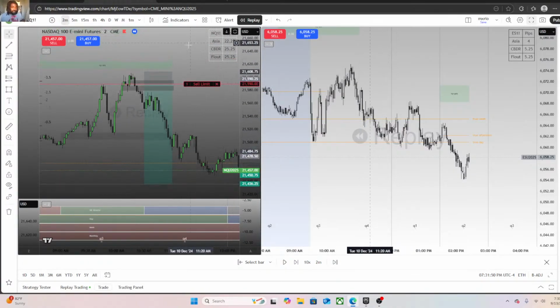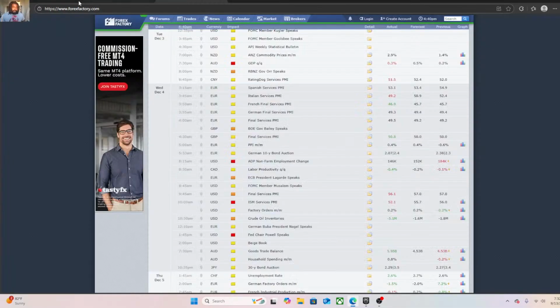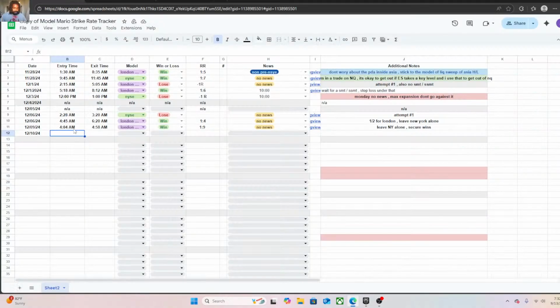I'm not gonna count it though because I'm not going off of a what if basis. I'm going off of when I enter on here. So I'm gonna keep it fair. So no trade for the day. For that day. That was a good trade though.